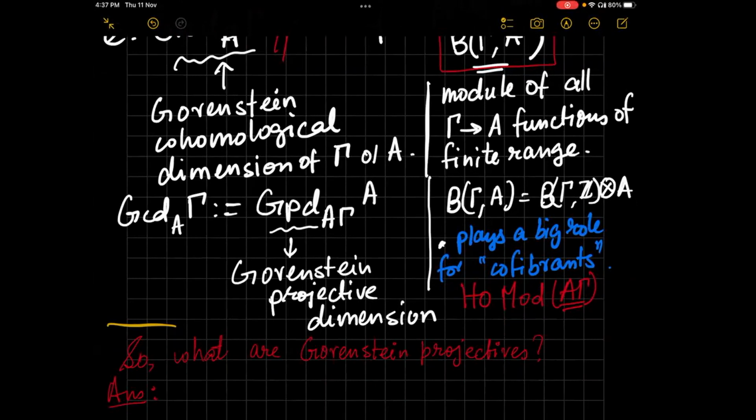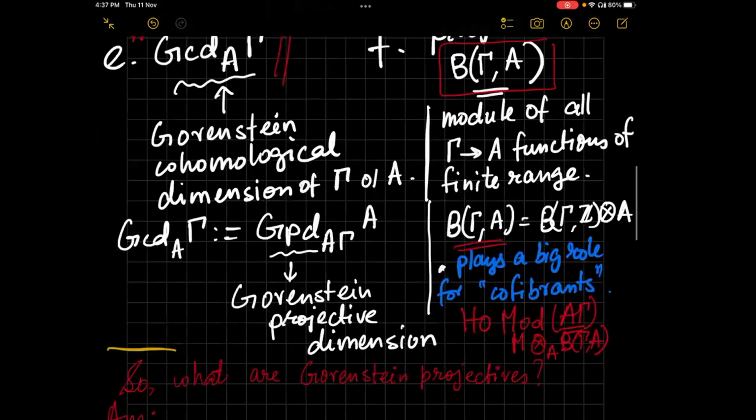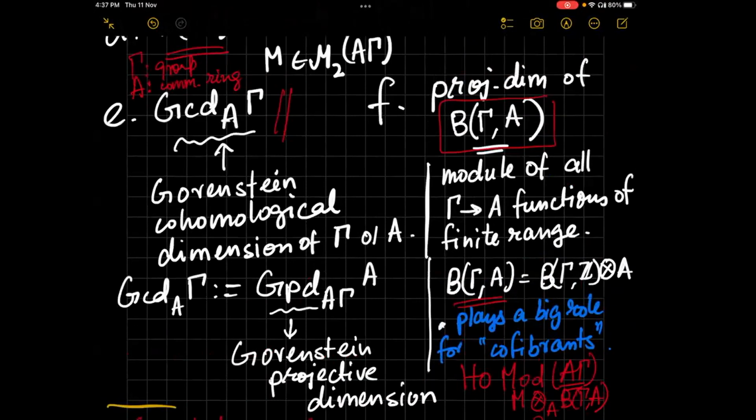And this is actually an old result by Benson. The cofibrant objects are exactly those modules M such that M tensor B gamma comma A is projective. And that is a key reason why this B gamma comma A is very useful and important. But we will see how B gamma comma A and the projective dimension of B gamma comma A will play other kinds of roles for us, strictly as an invariant.